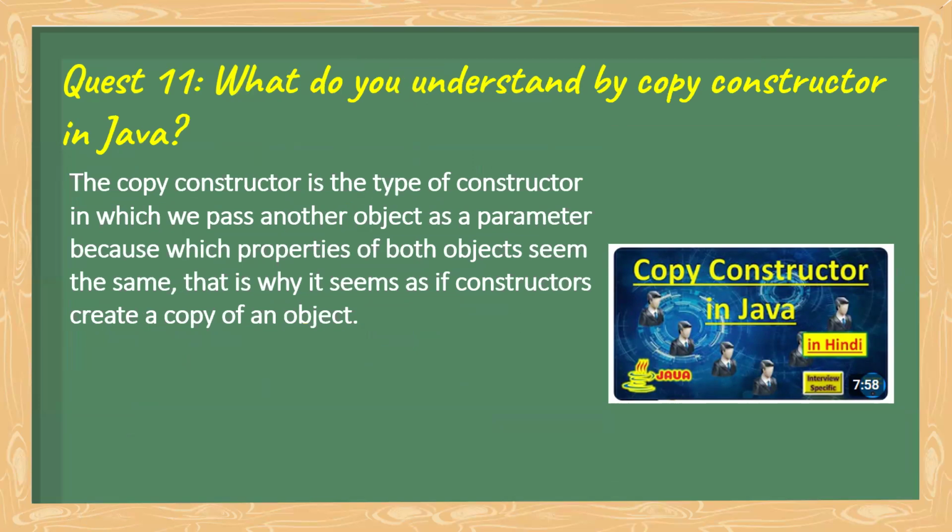That is why a copy constructor creates a copy of another object. Suppose you have created an object like Student S1 equal to something, and you have set some properties like roll number 10, name Pradeep. And you want to create a new object with the same properties. So we create a constructor which takes an object of the same class as a parameter, and internally we write the logic to copy the data from one object to another object.